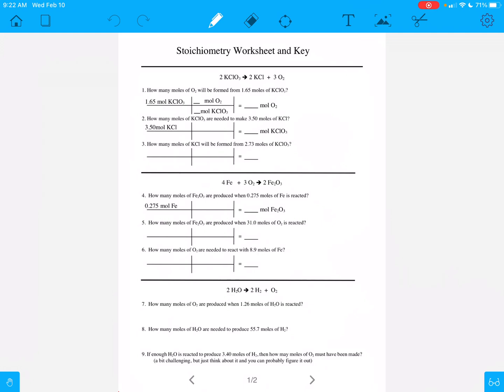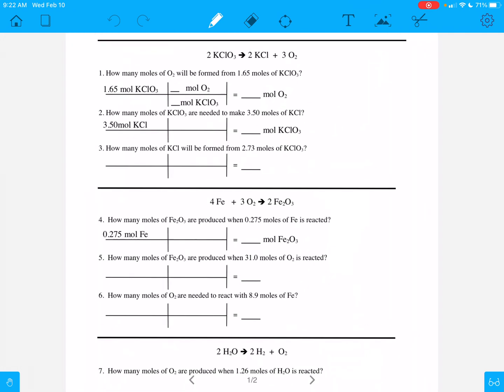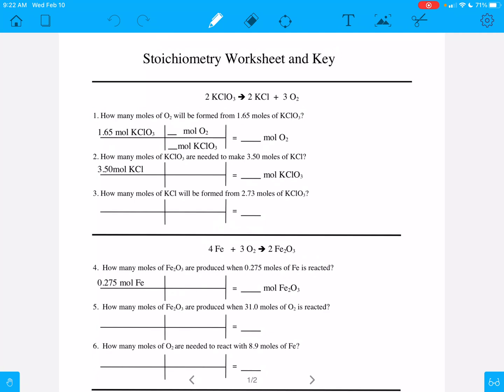Hello everyone, we're going to be looking at a stoichiometry worksheet today. It says worksheet and key. I did take the key off, just in case you're getting excited and thought you were going to get the key right away. I am going to make the key available to you, but not until after I know that you have already started to do some of the work.